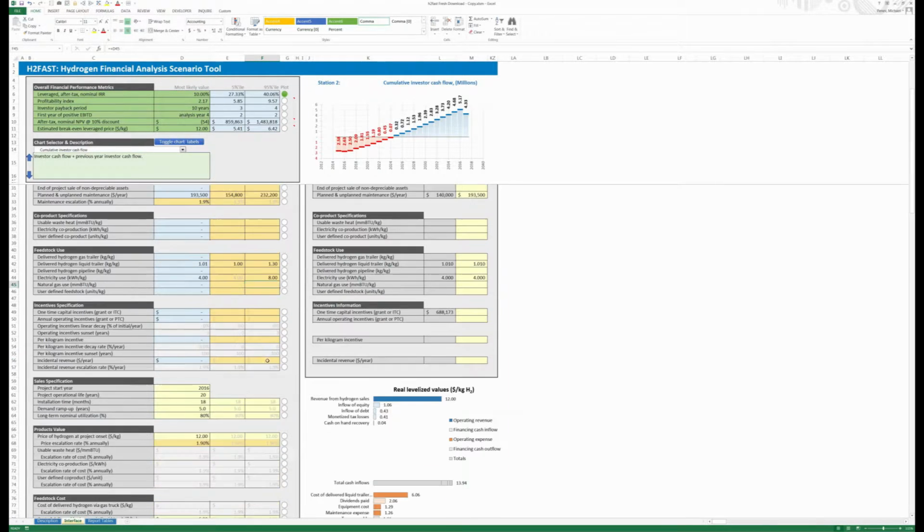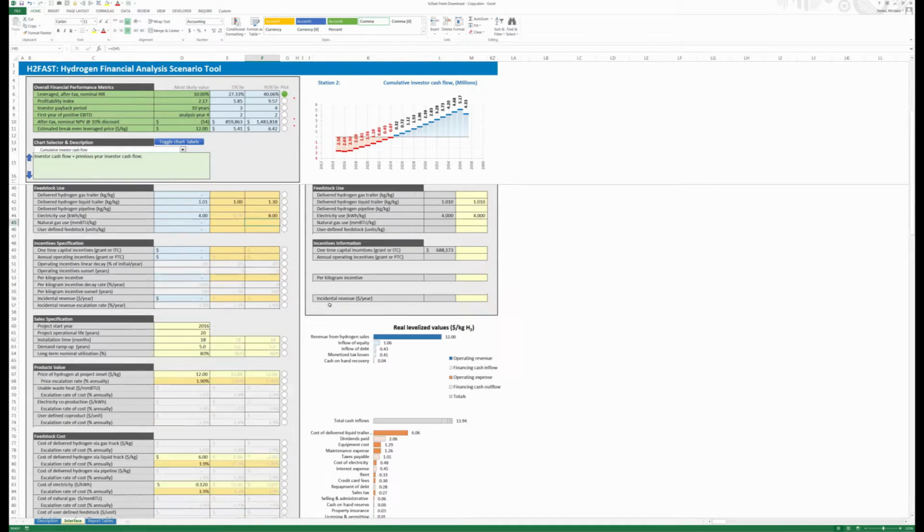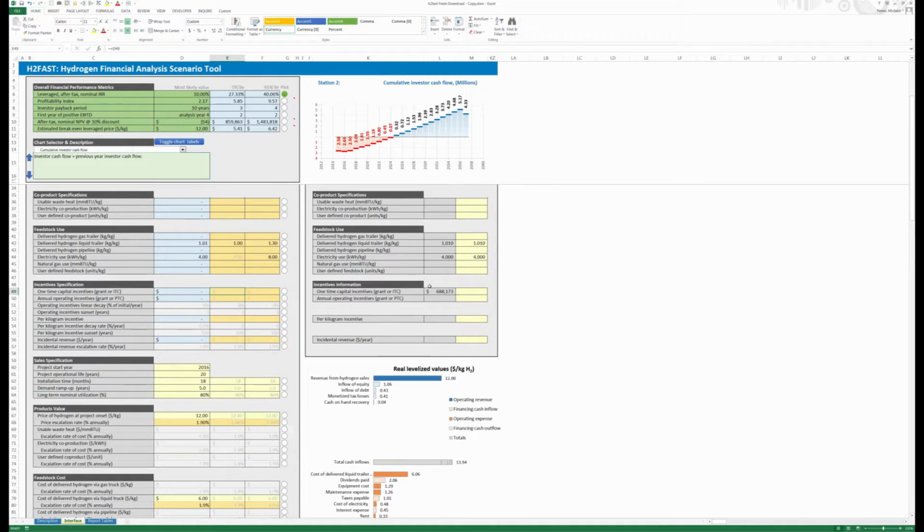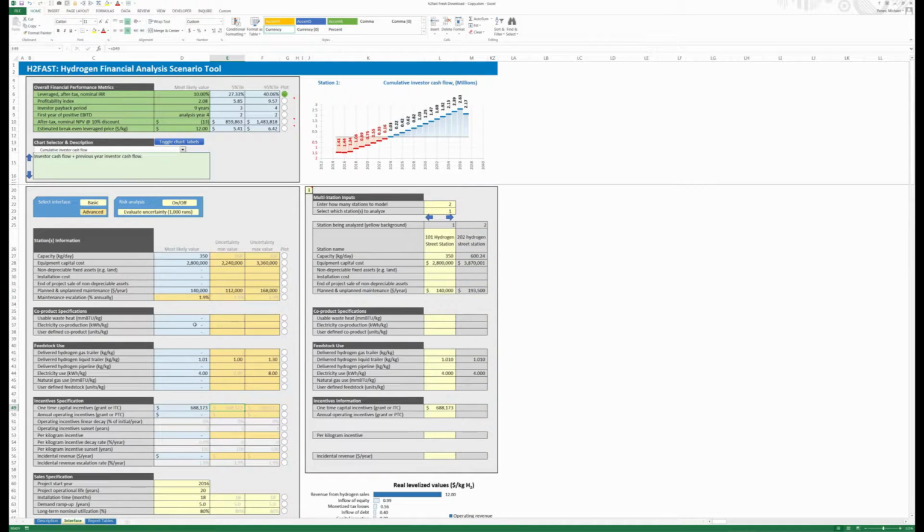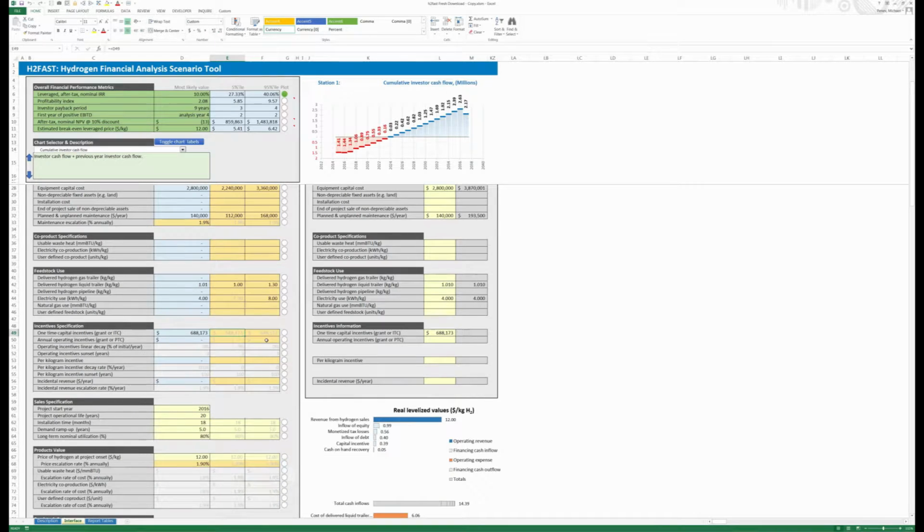Let's pick a couple more uncertainty parameters. For example, let's say the capital incentive may or may not materialize. And let's look at this station actually. So let's say that the capital incentive might be 0, or it might be 20% higher, so that we can see what the impact is there.